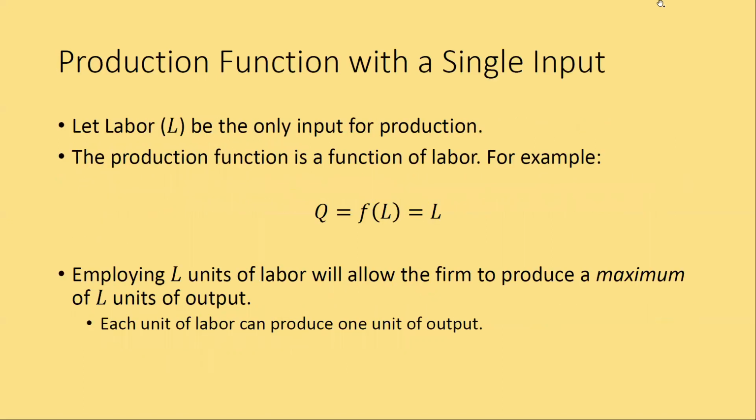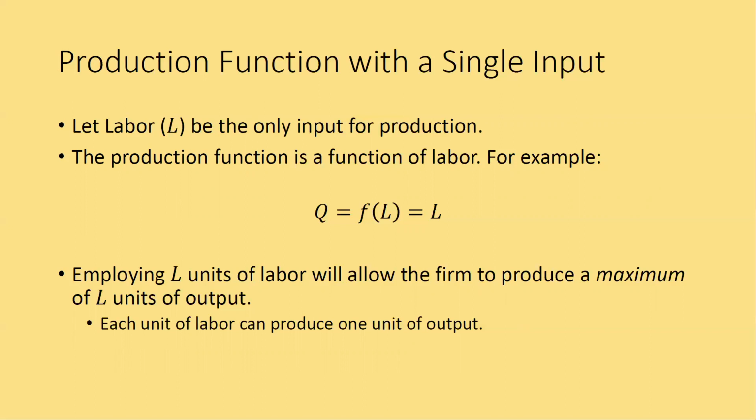So if the firm has a production function with a single input, let's say labor is the only input, then the production function will be a function of labor. And for example, let's say Q equals L. Then basically this says that employing L units of labor will allow the firm to produce a maximum of L units of output. And I forgot to mention in the previous slide, here we have the term maximum because it is possible that the firm is not producing at this maximum level, right?